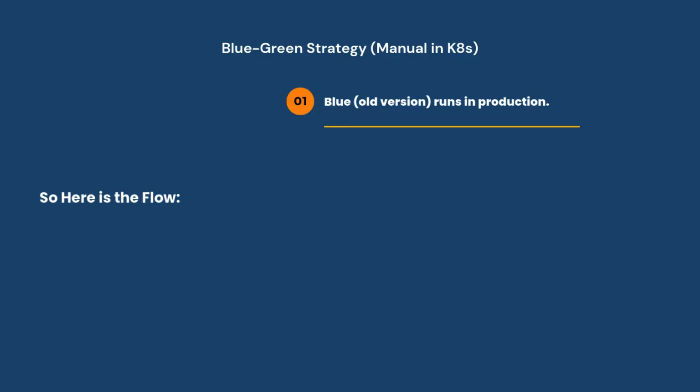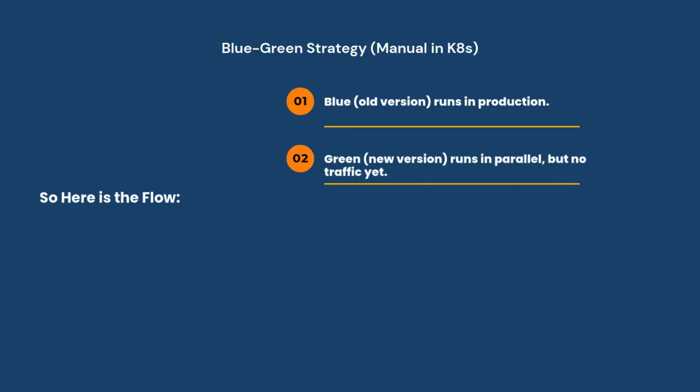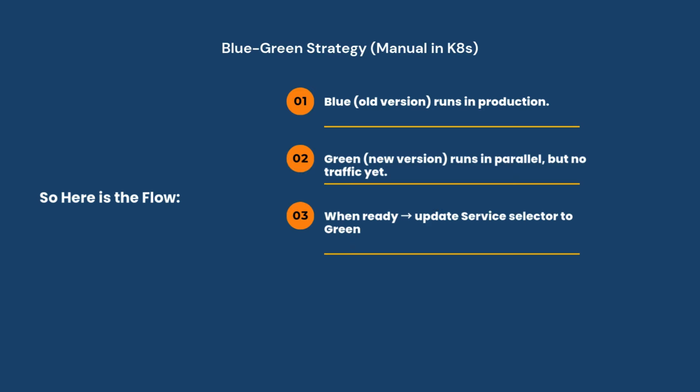So the blue-green flow is: number 1, blue, the older version, runs in production. Number 2, green, the newer version, runs in parallel but gets no traffic yet. Number 3, when you are ready, update the service selector to green. Number 4, rollback is equal to pointing back to blue.